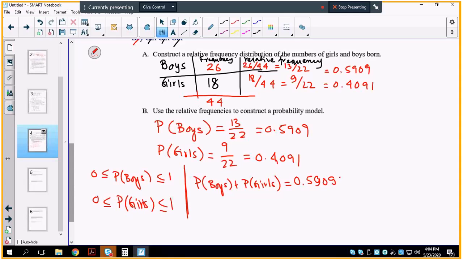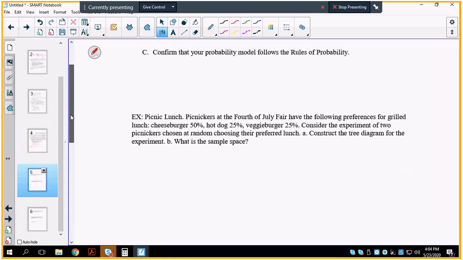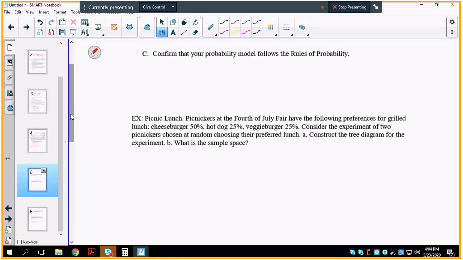0.5909 plus 0.4091 should be equal to 1. So that satisfies the second criteria. So this is a perfectly good probabilistic model. And this type of assigning probability will be called the relative frequency method of assigning probability, which we are going to use when there is no human factor involved. Confirm that your probability model follows the rules of probability. We have done it in the last part, so I will just say check part B.